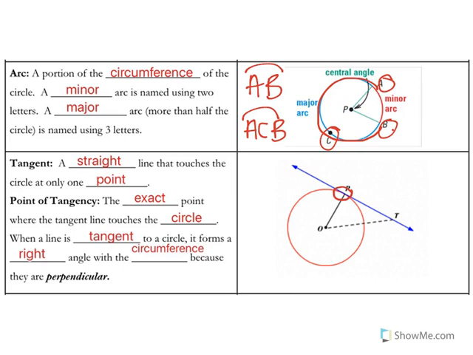When a line is tangent to a circle, it forms a right angle. So this right here would be a right angle because it forms a perpendicular line to the radius. All right, so this is now the radius, as you remember, that half of the diameter, and it forms a perpendicular line and a right angle to the radius.